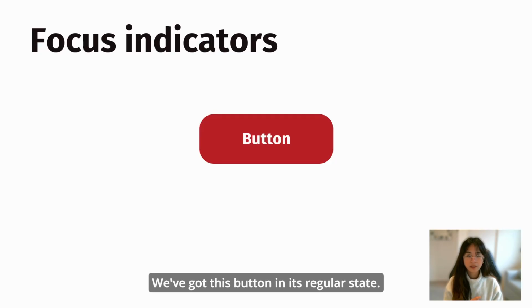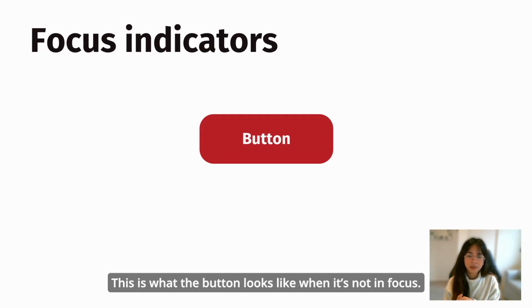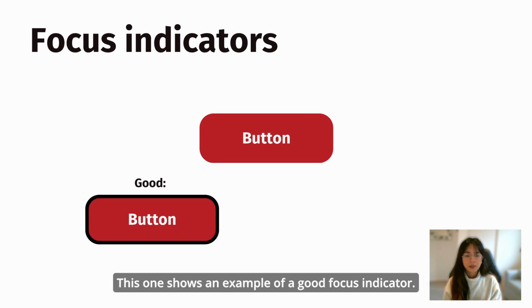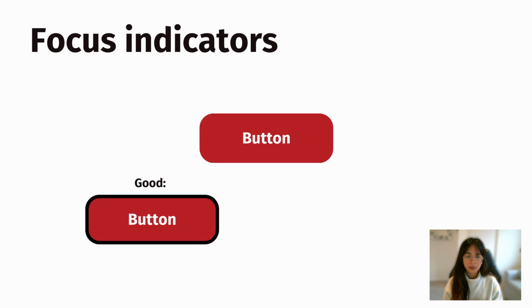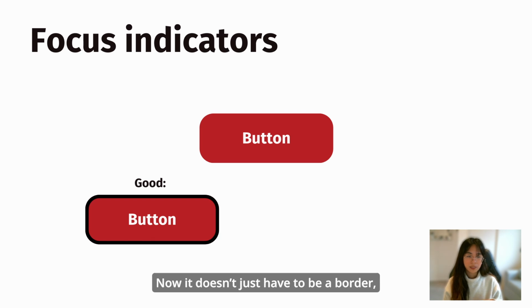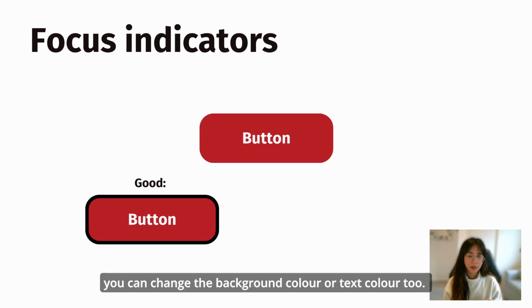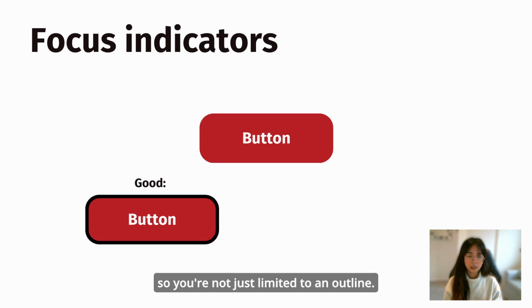So we've got this button in its regular state. This is what the button looks like when it's not in focus. This one shows an example of a good focus indicator. You can see it's nice and visible, and it's easy to tell where our focus is. Now, it doesn't just have to be a border. You can change the background color or the text color too, so you're not just limited to an outline.